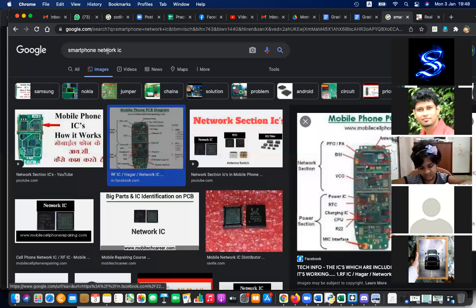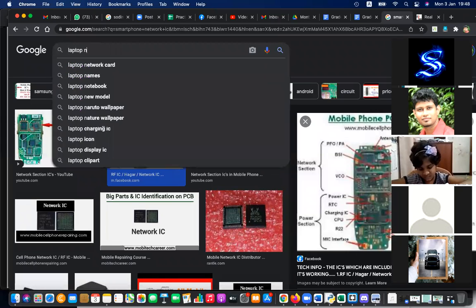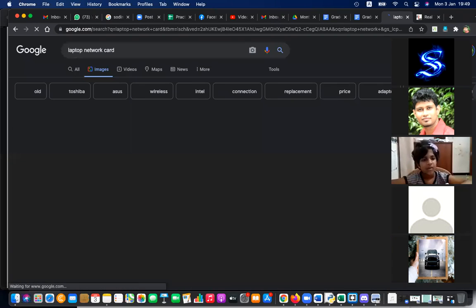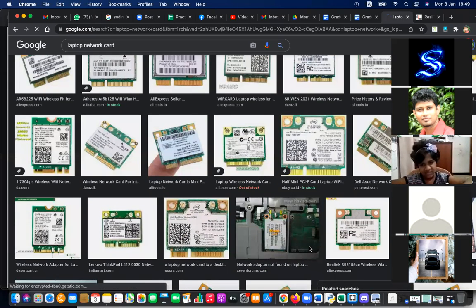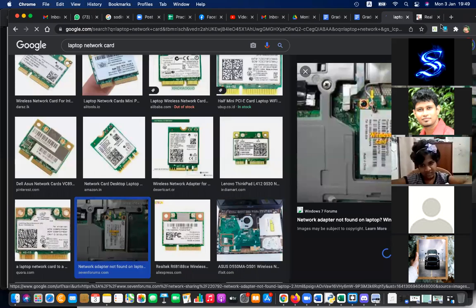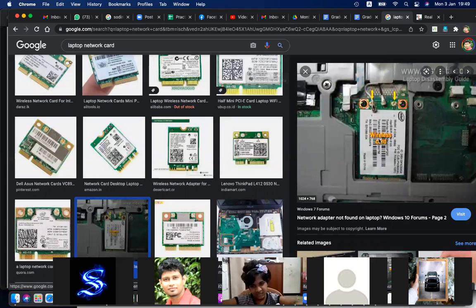For laptops also, there are laptop network cards. So it has a network IC again. So something like this. This is the network card in the laptops. It is plugged like this. If you have removed the back cover, you have seen a part like this in laptops. So this is the network card. This is called the Wi-Fi card.